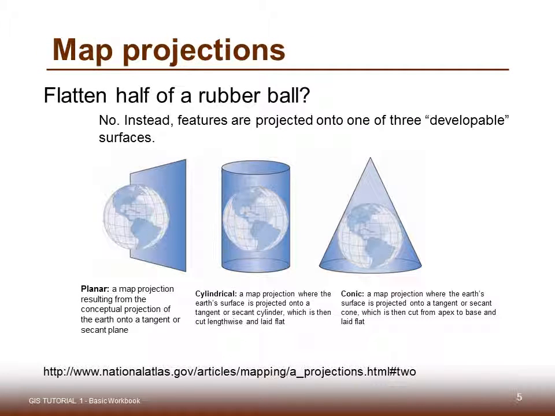So here are three different classes of map projections. This has to do with the kind of developable surface that the map projection is based on. Features are projected onto one of these three types of developable surface. A planar map is a map projection resulting from the conceptual projection of the Earth onto a tangent or secant plane. A cylindrical projection is where the Earth's surface is projected onto a tangent or secant cylinder, which is then cut lengthwise and laid flat. A conic projection is a map projection where the Earth's surface is projected onto a tangent or secant cone, which is then cut from the apex to the base and laid flat. You can imagine that the basic shape of the developable surface will then affect the shape of the map projection and the kinds of distortion that projection carries with it.